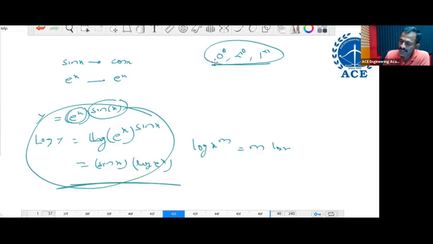Because we can obtain the 0 power 0, infinity power 0, and 1 power infinity forms for this type of functions only. That is why we follow this method to find the limit of these forms using the L'Hospital method. Later we do the problem. First we do the problem on the other form.